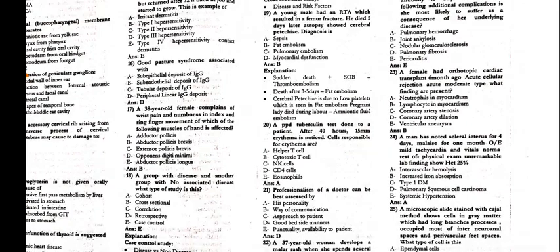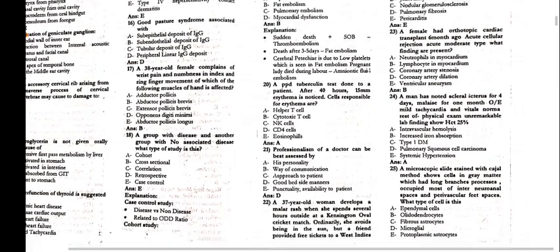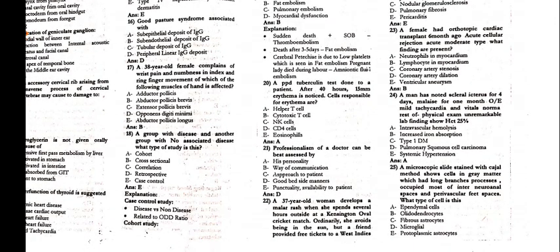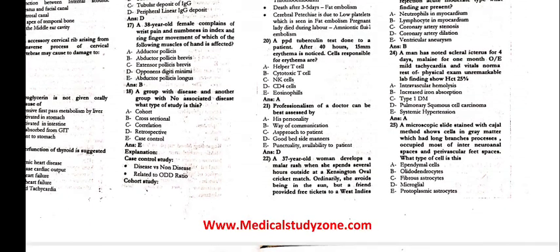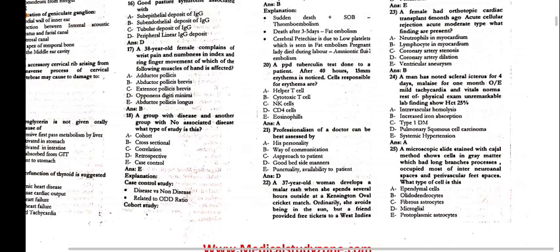Question number 16, Goodpasture syndrome is associated with linear IgG deposits. Question number 17, a 38-year-old female complains of wrist pain and numbness in the index and ring finger. Movement of which muscle of the hand is affected? That is beta, abductor pollicis brevis. Question 18, a group with the disease and another group with no associated disease. What type of study is this? That is the case control study.